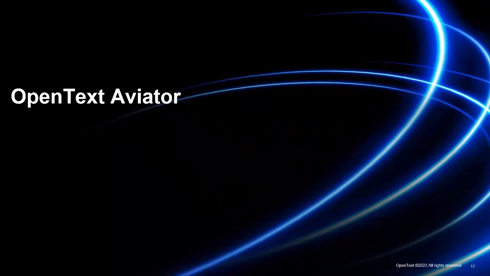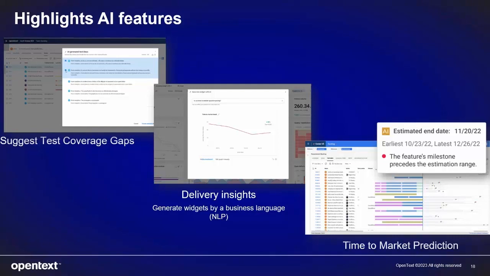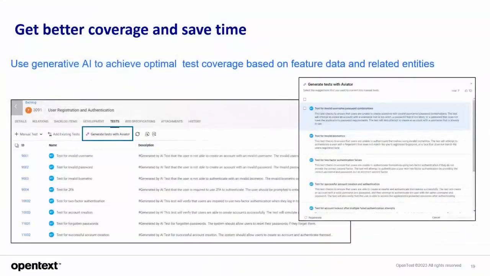So let's talk a little bit about some of these new features. Well, we have 3 at the moment. First, being able to suggest tests to ensure that you have fewer coverage gaps within your features. We have the option of being able to generate widgets from a plain language description. And then we have the option of being able to predict feature time to market. So let's quickly run through them in slightly more detail.